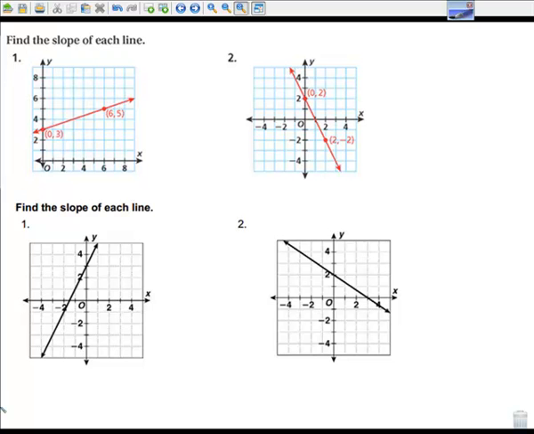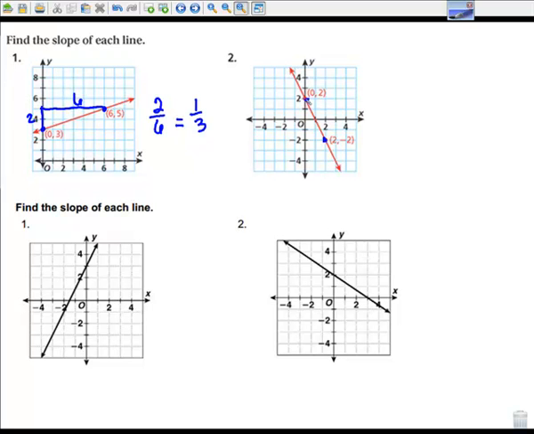So when you're graphing these, or if you have a graph to look at, you're simply going to pick 2 points. They've given us 2 points here, and we're going to do the rise. So my rise is 2, and my run is 6. So my slope is rise over run, 2 over 6, which happens to be 1 over 3. So my slope is 1/3. You do want to simplify it.